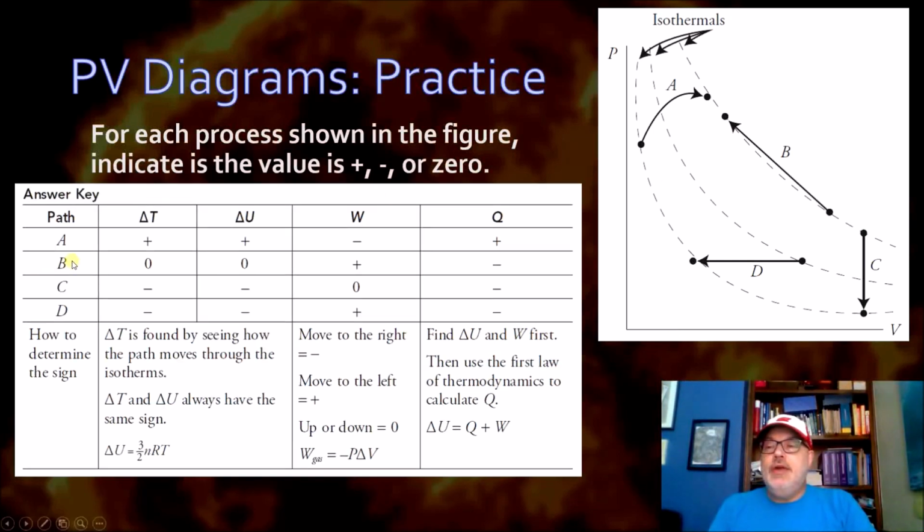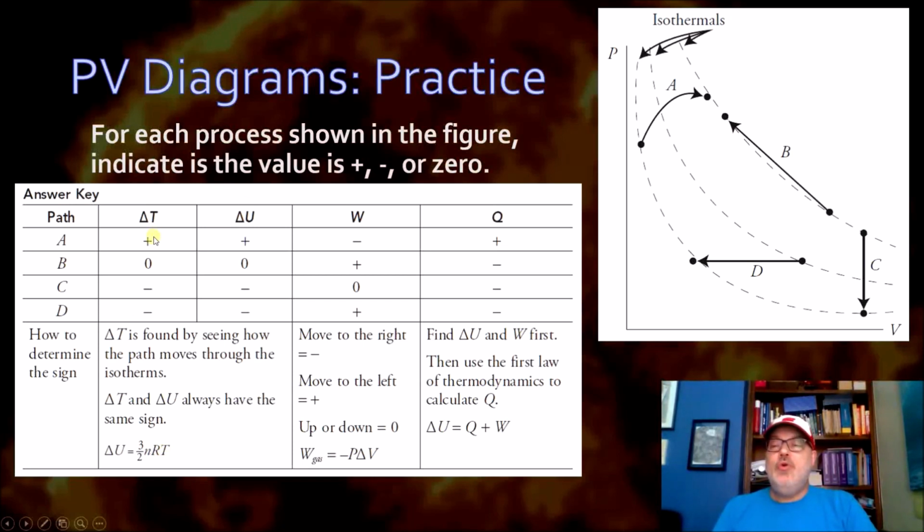So let's take a look at a couple of these. Look at path A. So we start here and we move up and to the right. So we're moving up in temperature. We can also see that we're moving to higher isotherms. So the temperature change must be positive. And since temperature change is related to the change in internal energy, there should be a delta U right here. That's a typo.